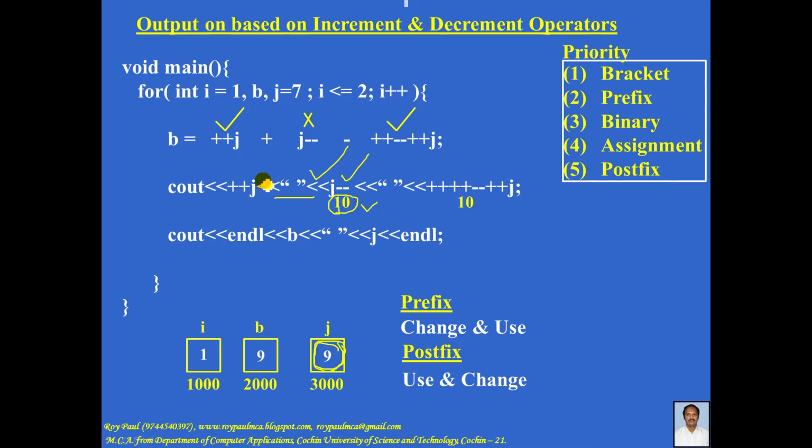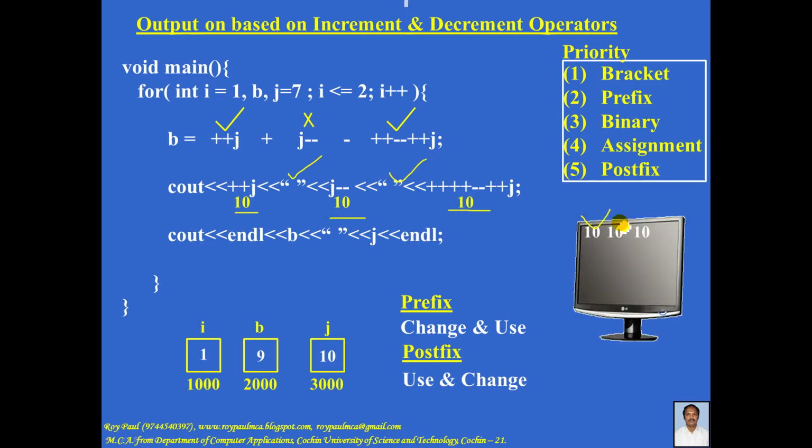Now here space. This is a prefix operator. So along with the output operator, prefix comes. Change and use. So first I need to change J, plus plus J. So J becomes plus plus 9. J becomes 10. After change, use it for the output operator, which means in the computer's monitor, you get the answer 10. So your first line of answer is 10 space 10 space 10. So in the computer's monitor, you get the first line of output 10 10 10. And after that, control goes to the next line.